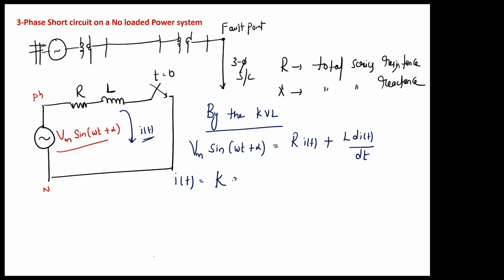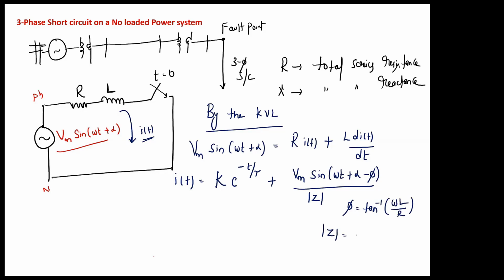One is the transient component, which I can write as k·e^(−t/τ). This is the transient current, and the steady state current will be Vm sin(ωt + α − φ) divided by |Z|, where φ = tan⁻¹(ωL/R) and |Z| = √(R² + (ωL)²). This is the total series impedance and φ is the phase angle due to the lagging circuit. So this is the total current. This is called transient current. This is called steady state current.